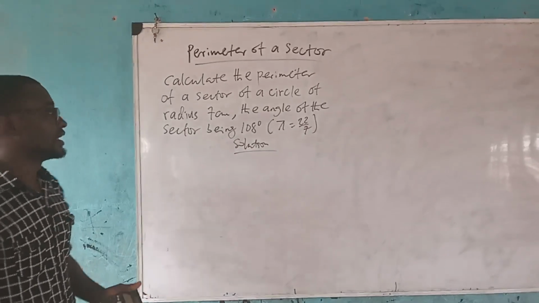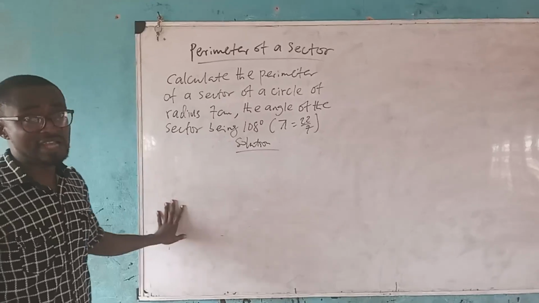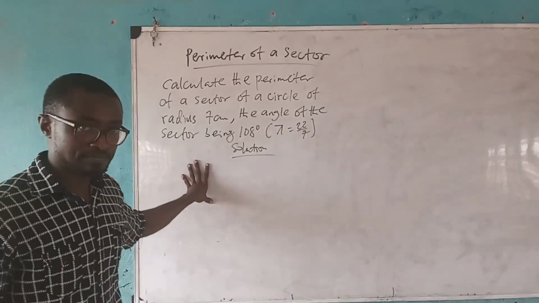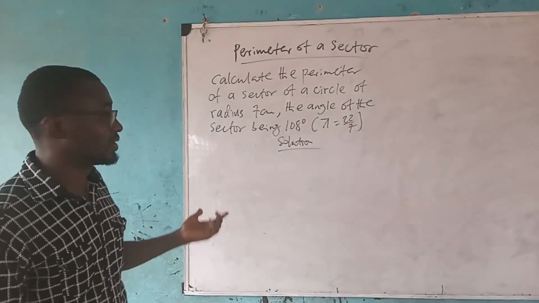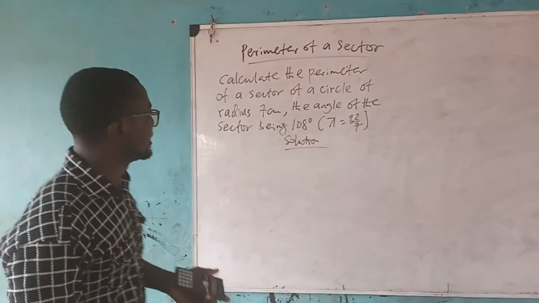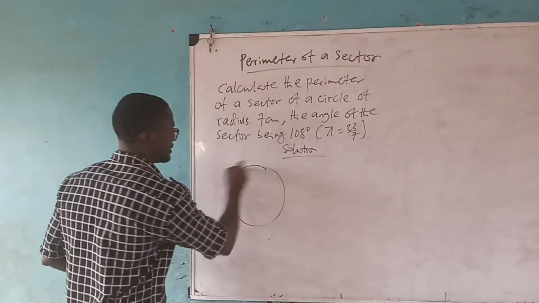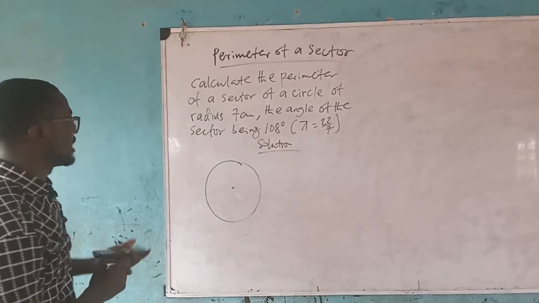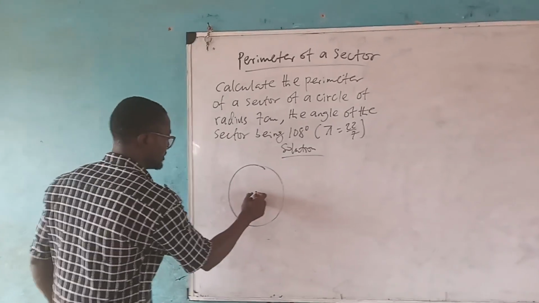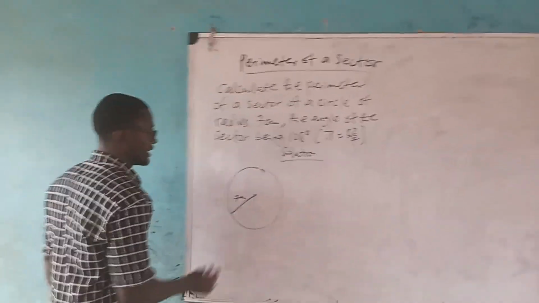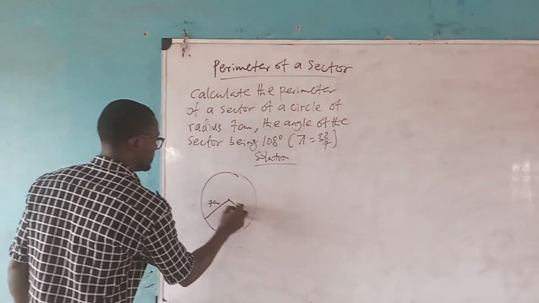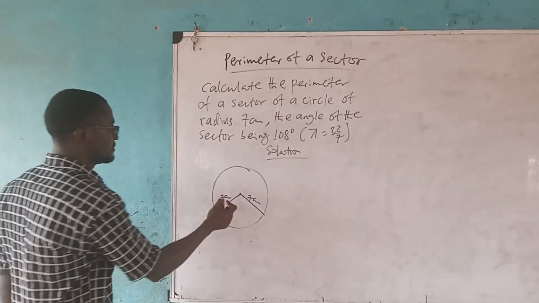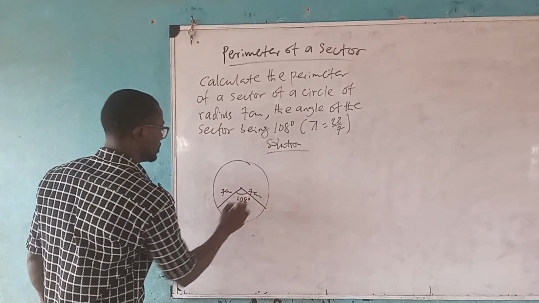Now, I usually take it upon myself to make a sketch of the given question. With that sketch, it will make it easier for me to calculate whatever I'm asked to calculate. Let's make a sketch of our question. This is our circle, and this is the center of the circle. We are told that this circle has a radius of 7 centimeters. From here to this very point is 7 centimeters, then from here is another 7 centimeters from either side, and the angle between them is 108 degrees.